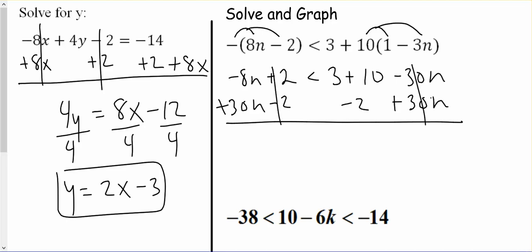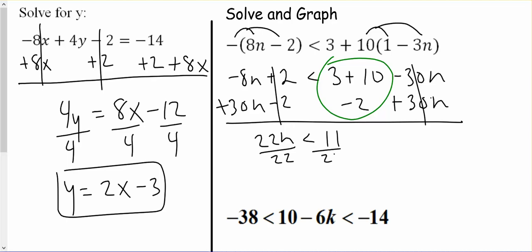Those will simplify out, and 30n minus 8n will make 22n. I can combine all these terms here, and so 3 plus 10 minus 2 is going to make 11. So that's equal or less than 11. Divide by 22, and we get n is less than, what is that, 1/2.